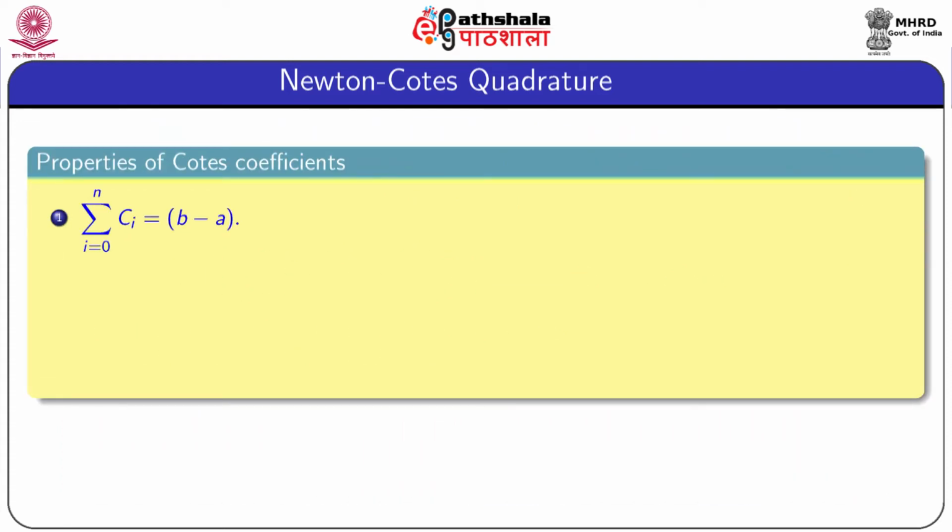The Newton-Cotes quadrature coefficients satisfy some important properties. The first one is summation i equal to 0 to n of Ci equal to b minus a, that means the sum of all Ci's equals b minus a, and the sum of all hi equals 1. The coefficients Ci are symmetric, that means Ci equal to Cn minus i, that means C0 equal to Cn, C1 equal to Cn minus 1, and so on. Similarly, the other coefficient hi is also symmetric, that means hi equal to hn minus i.